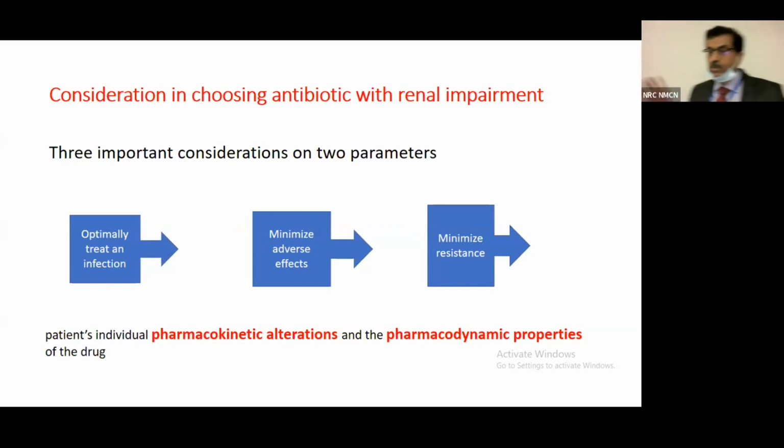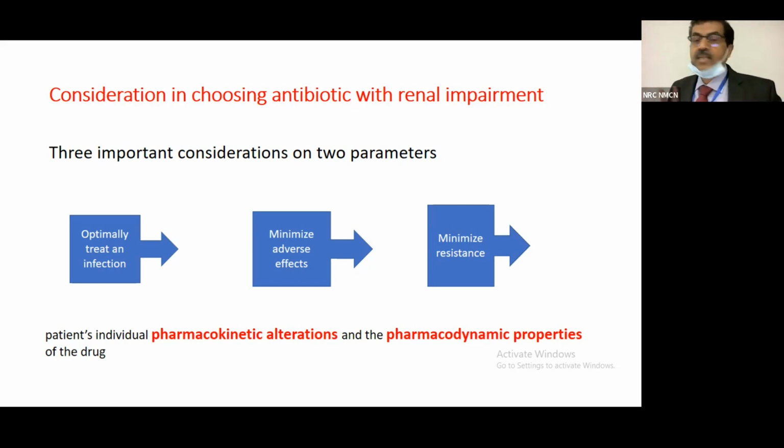So whenever you are choosing any antibiotic with a renal impairment, there are three important considerations. What are the three important considerations? One is to optimally treat an infection. Treatment should be optimum. Other important is, whenever you write any prescription, adverse effects should come to your mind. And third is to minimize the resistance. Antibiotic resistance is an important problem across the world, across India, particularly in our part where it is used without evidence, with the uncontrolled availability of the medicines.